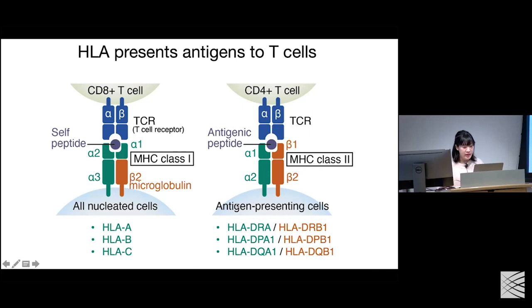And on the other hand, MHC class 2 genes, such as HLA-DR, DP, DQ, consist of both alpha and beta chains, respectively, like DRA and DRB1, DPA1 and DPB1, and are expressed primarily on the antigen-presenting cells, such as B cells or dendritic cells, and present extracellular pathogens to CD4 T cells to evoke the immune system and protect us against infection.